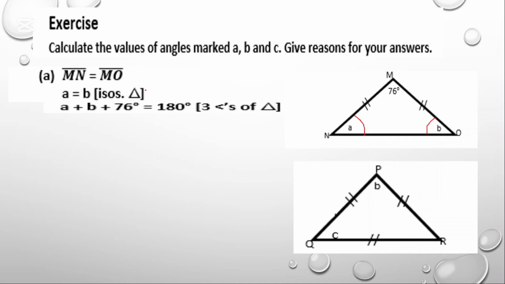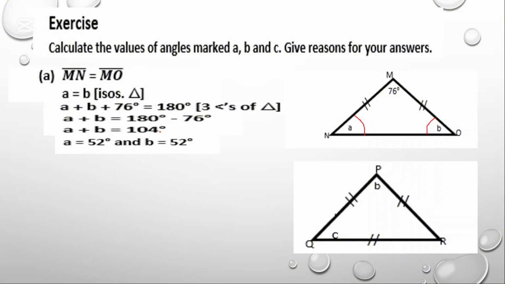you will say that A plus B plus 76 degrees. This angle plus that angle, the two unknowns, plus 76 is equal to 180 degrees. Three angles of a triangle. Next step. Now we deduct the 76 from 180 and A plus B is 104 degrees. But you know they are equal.